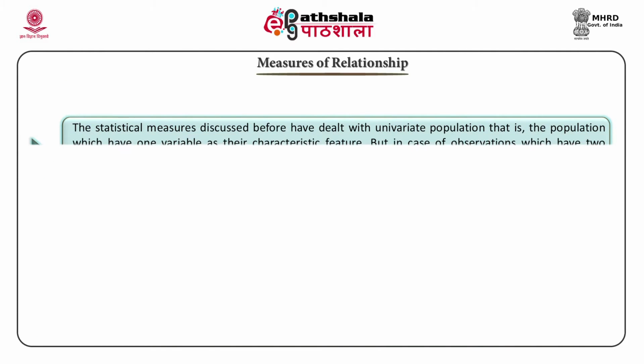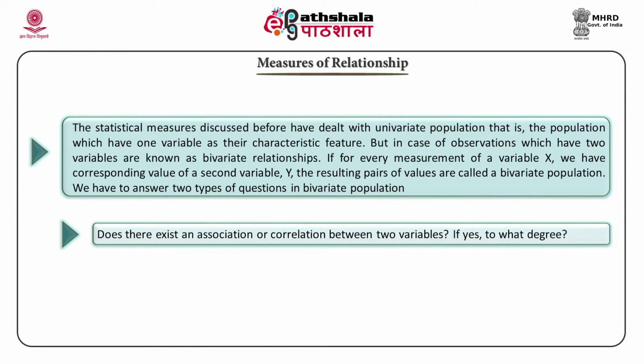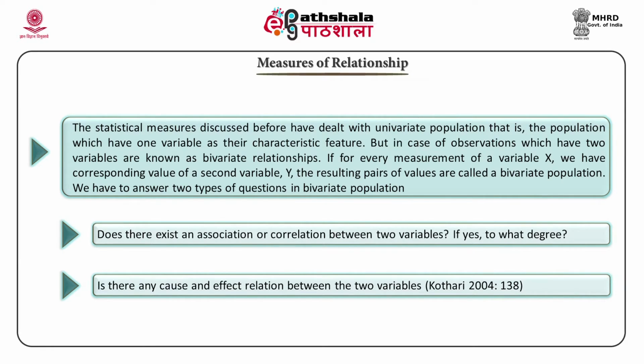The statistical measures discussed before have dealt with univariate populations, that is, populations which have one variable as their characteristic feature. But observations which have two variables are known as bivariate relationships. If for every measurement of a variable x we have a corresponding value of a second variable y, the resulting pairs of values are called a bivariate population. We have to answer two types of questions in a bivariate population. First, does there exist an association or correlation between the two variables? If yes, to what degree? And second, is there any cause and effect relation between the two variables?